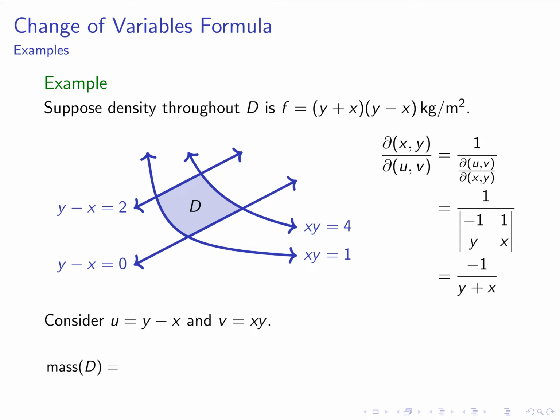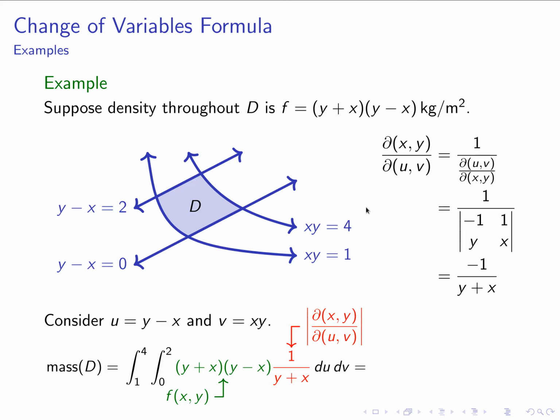The mass of this region under change of variables says, well, instead of working with the x's and y's, why don't we work with u's and v's? If u is y minus x, then throughout this region, u is ranging from 0 to 2. So our new integral is du, where u ranges from 0 to 2. And if v is equal to x times y, then v is ranging from 1 to 4. So the second bound in our integral, dv, is 1 to 4. And what are we integrating here? Well, we're supposed to integrate our density function, which was given to us as y plus x multiplied by y minus x.